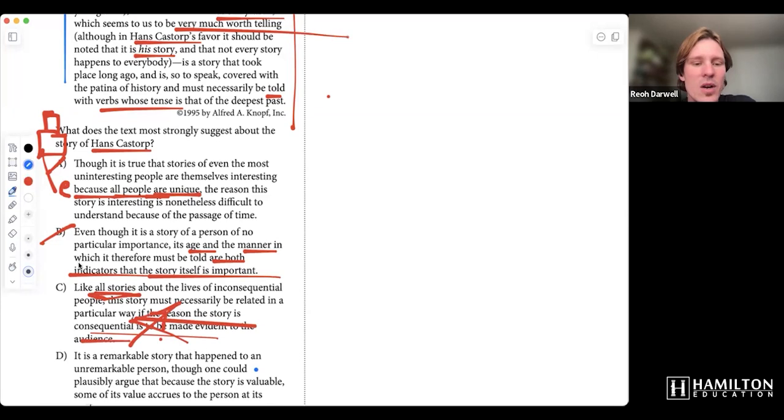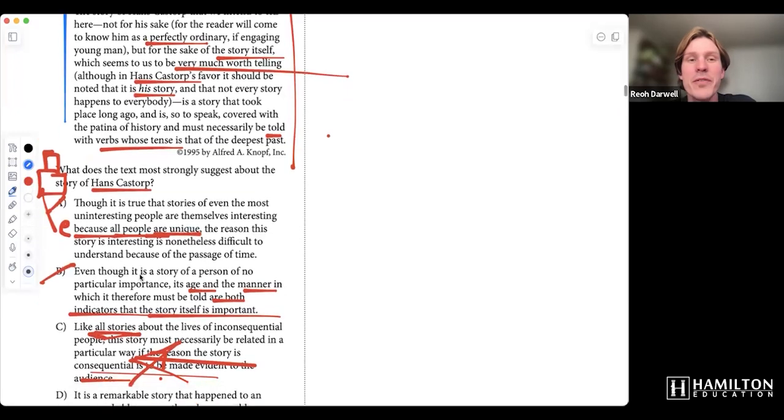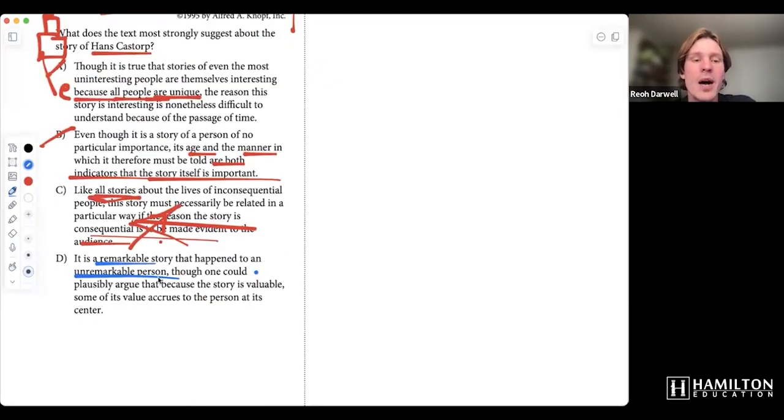So now why is D correct? It is a remarkable story that happened to an unremarkable person. Okay, so yeah, he's unremarkable. That doesn't mean he's awful, it just means he's ordinary. So an extraordinary story happened to an ordinary person. Although you could say that because the story is interesting, the person's probably interesting too. All right, so that's how we get to D for question 10.